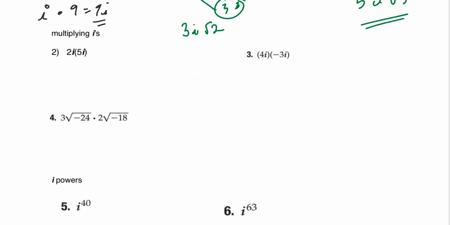Okay, next part. I'm going to go back up to here. So i is square root of -1, and we always go this way. You never rewrite i as square root of -1. If I have that, I'll write it as an i.